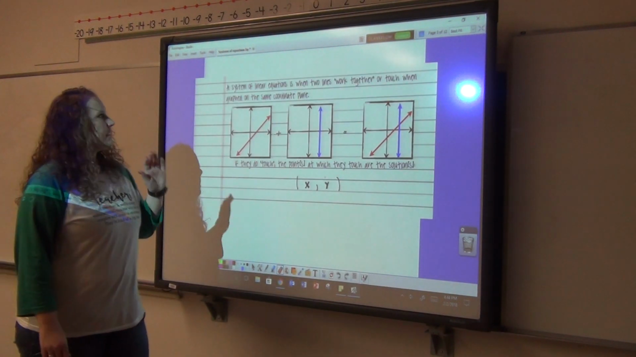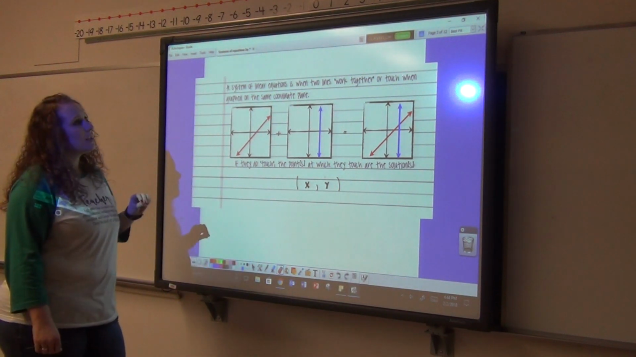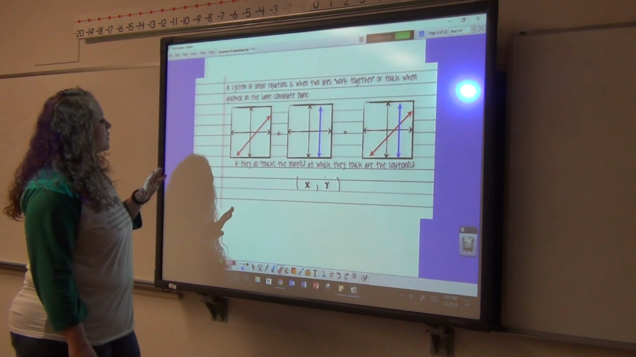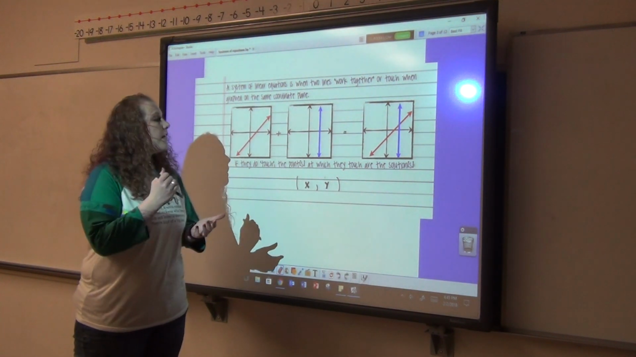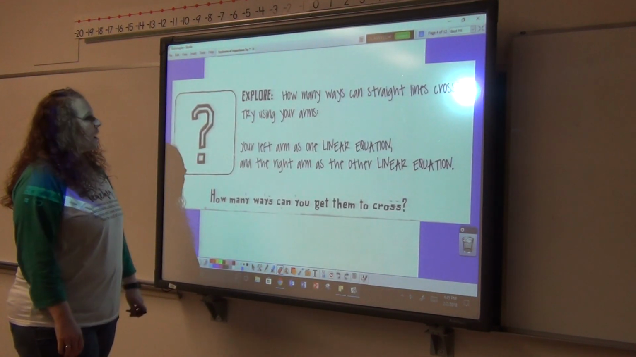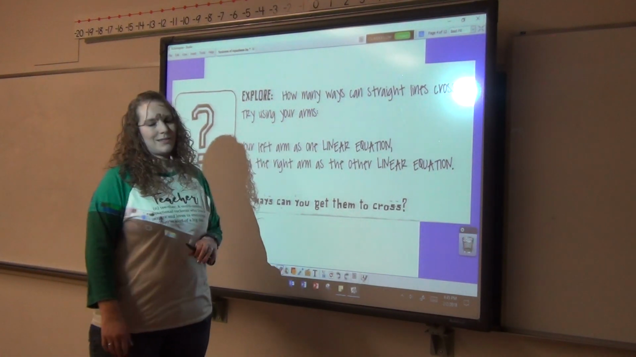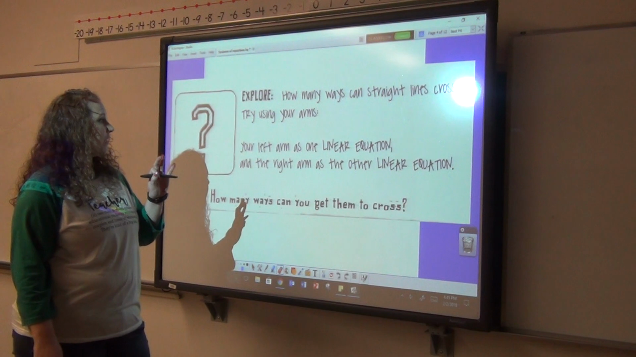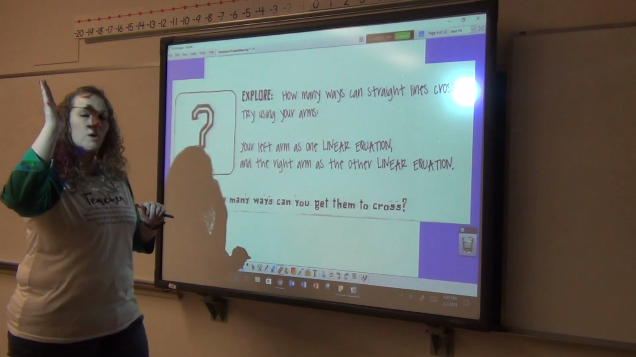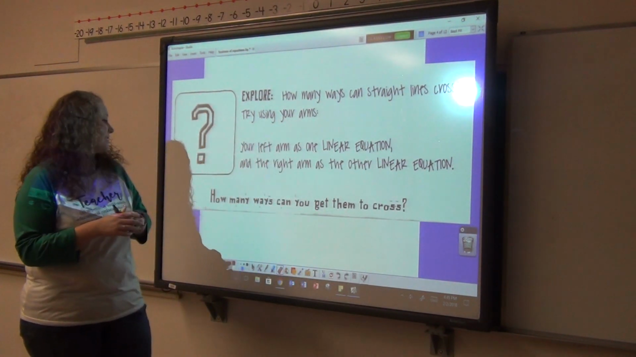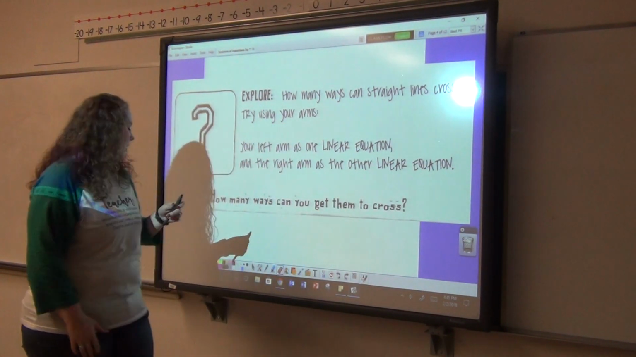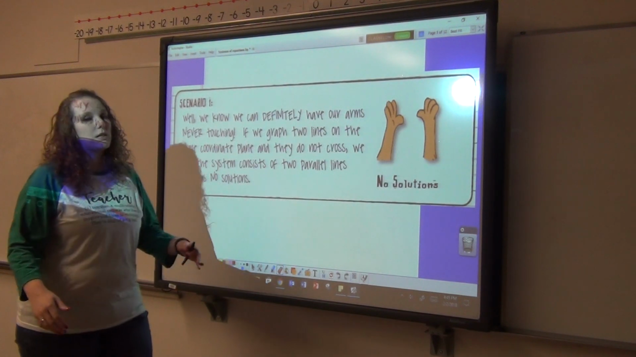Okay, so a system of linear equations is when two lines work together or touch when they're graphed on the same coordinate plane. Okay, so if they touch or intersect, that is the answer to your system. All right, so how many ways can two straight lines cross? We're going to use our arms to show you how this works. One of my arms is a linear equation, the other is a linear equation. And how many ways can we have them cross? All right, really the answer is 3.